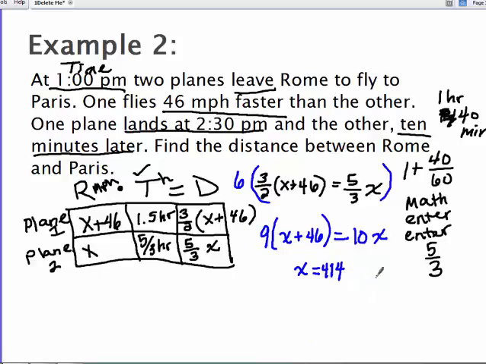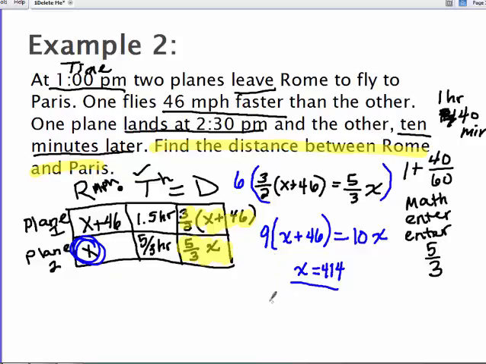The last step to solving any word problem is to go back and answer the question. The question asks us to find the distance between Rome and Paris. So which part of our chart represents the distance between Rome and Paris? Right here. Either this box or this box. Remember, these two are equivalent. This represents the distance between Rome and Paris. This number, look right here, represents the rate of plane number 2.